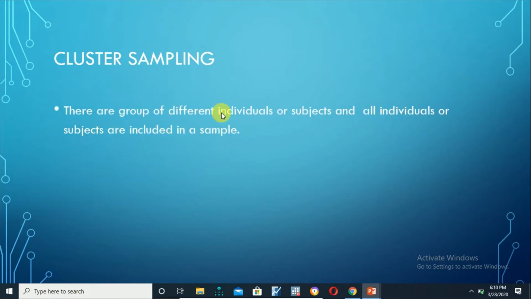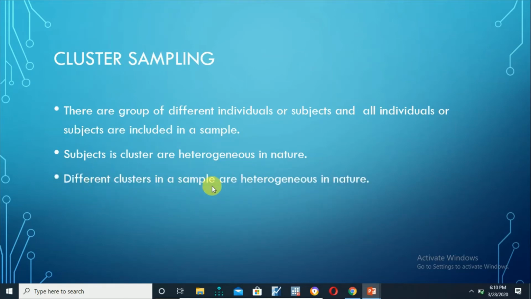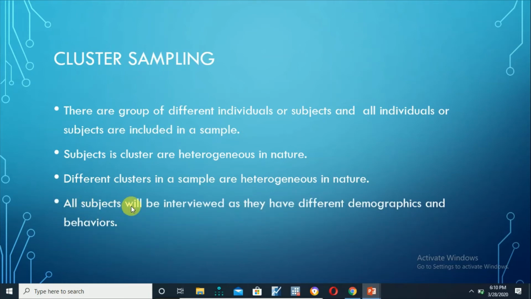There are groups of different individuals or subjects, and all individuals or subjects are included in the sample. Subjects in the clusters are heterogeneous in nature, in contrast to stratified sampling where the subjects are homogeneous in nature. Different clusters in the sample are heterogeneous in nature. All subjects will be interviewed as they have different demographics and behaviors.